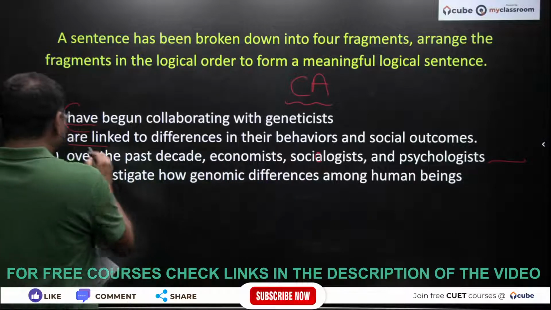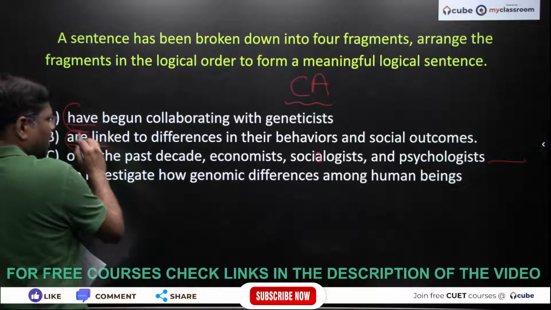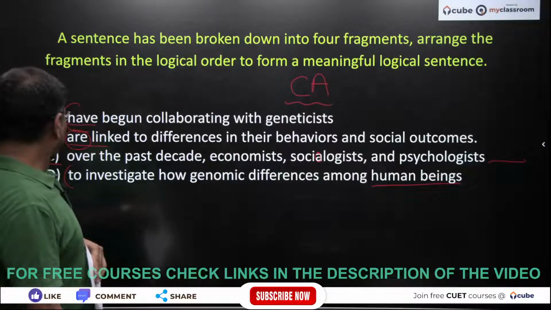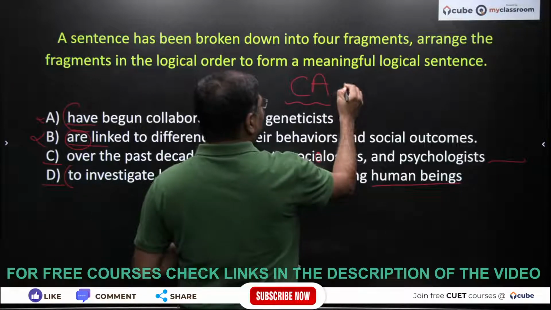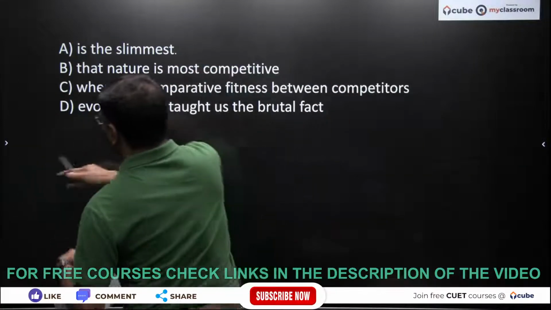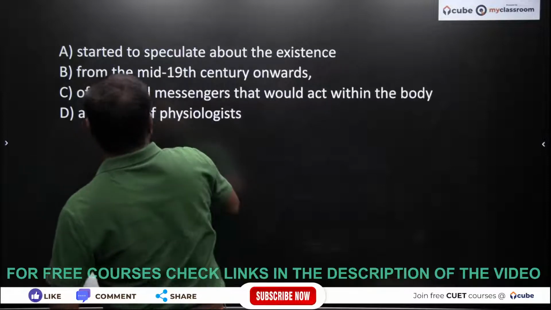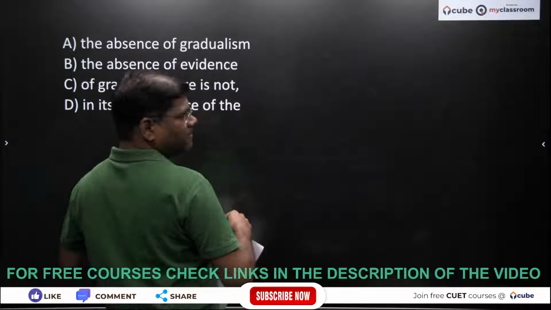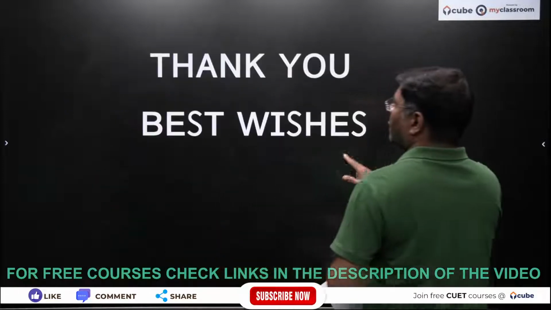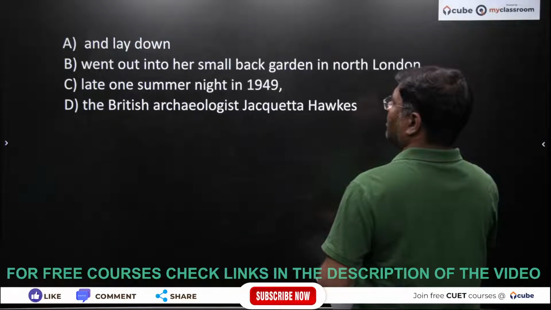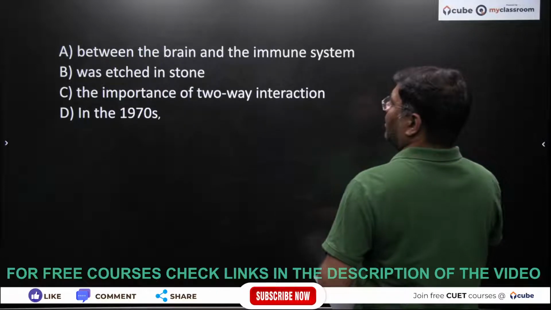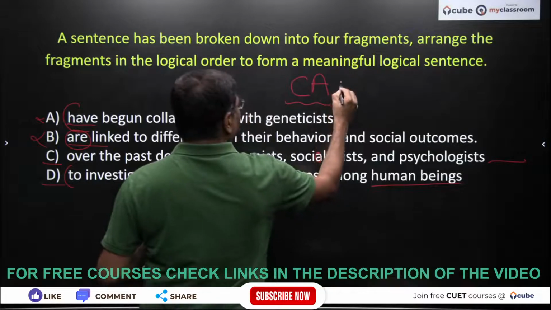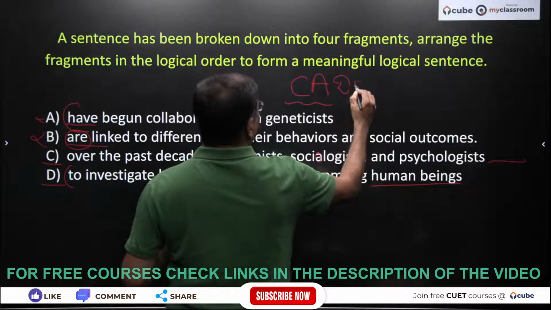So basically, when you say are here, this is a verb and it needs a subject, and the subject is this, correct? So how do we have the sequence? We have CA, and then we have D, and then in the end we have B, correct? So this is the right sequence.